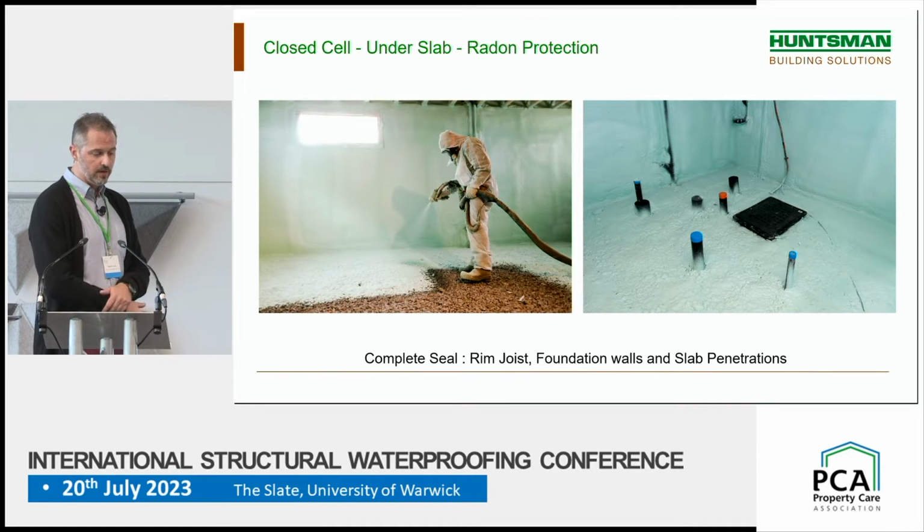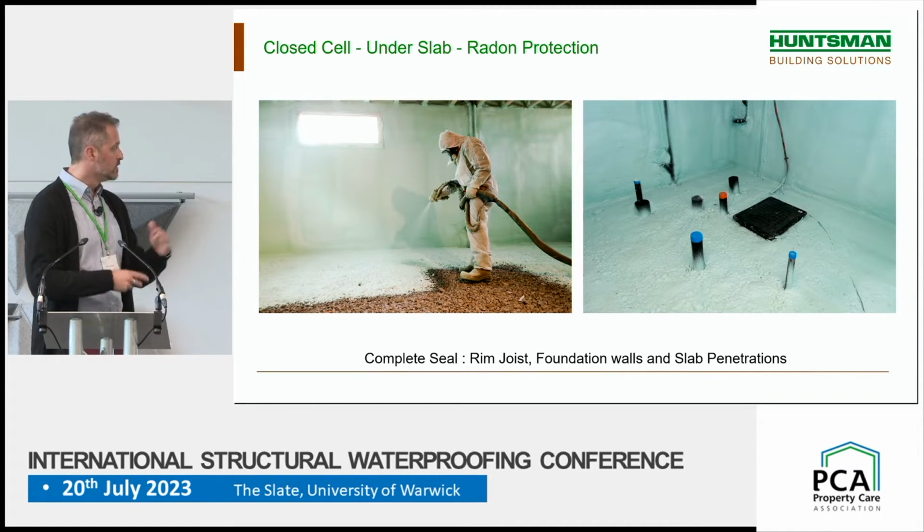A great solution for that is the use of closed cell insulation applied directly on the gravel, and the full system with the foundation wall and rim joists as well. The advantage of this is that you get a full continuity. It's the same product from one side of the building to the other, without any joint. And then it self-seals all the penetrations through the concrete slab. So all the piping is self-sealed, and you don't need any tape or any sealant. That's the only product that can provide this type of sealing.